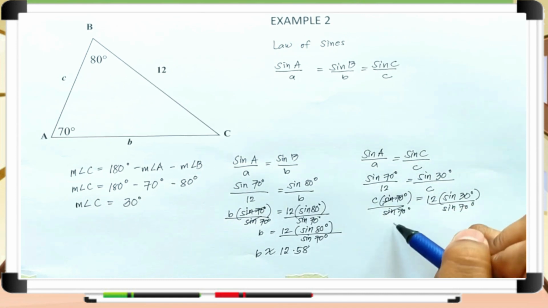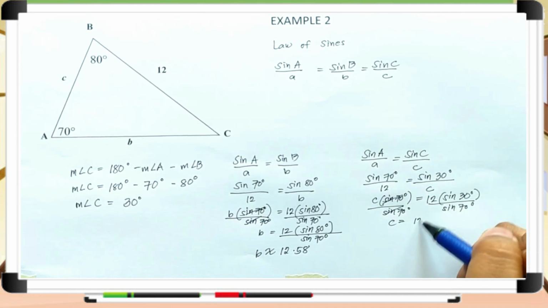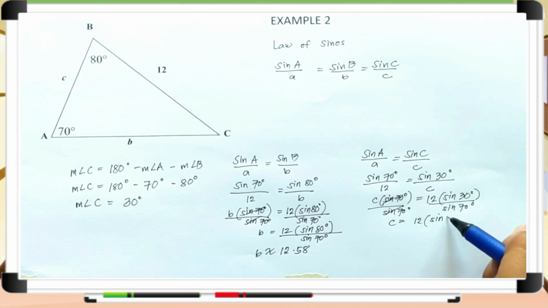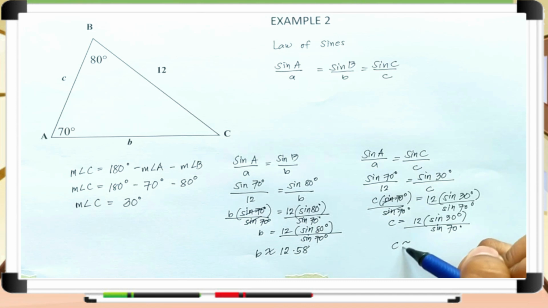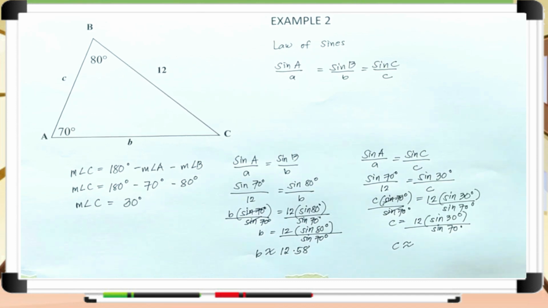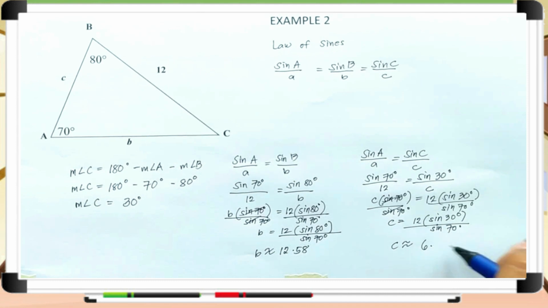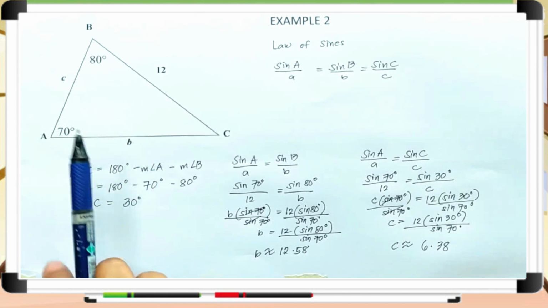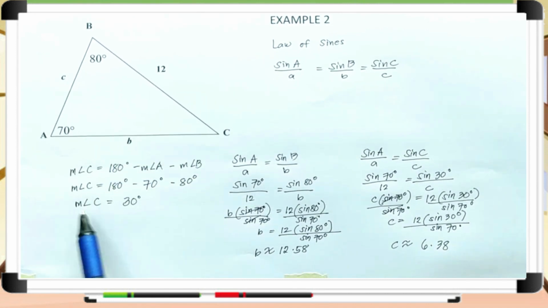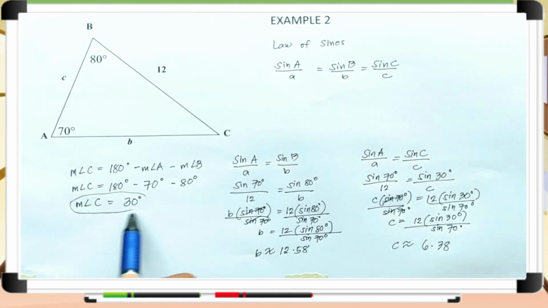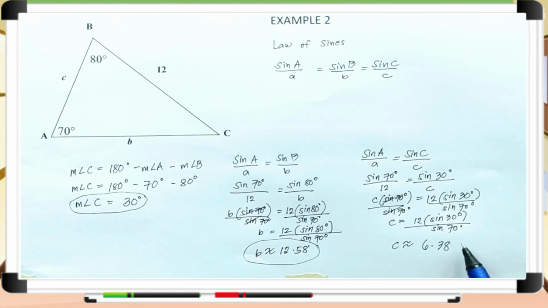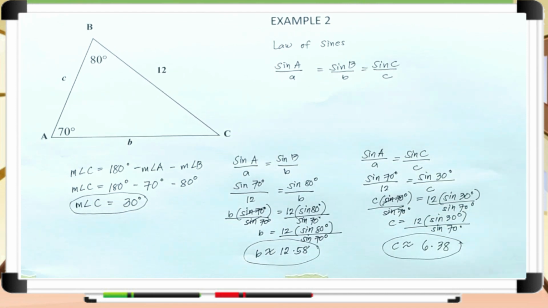We have now C is equal to 12 times sine 30 degrees over sine 70 degrees. So we have now C is approximately, again, just input the values in your scientific calculator, we got 6.38. So we already completed the missing parts of the triangle. We have the measure of angle C, 30 degrees, then the measure of side B, 12.58, and the measure of side C, 6.38.